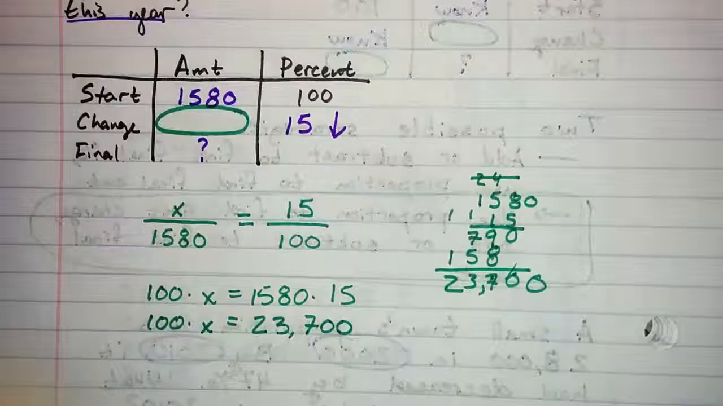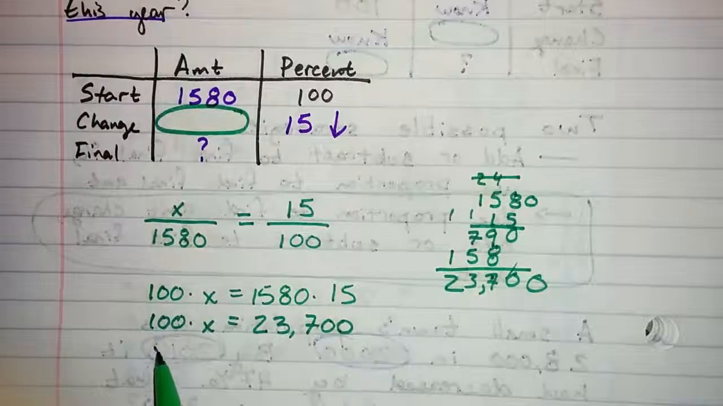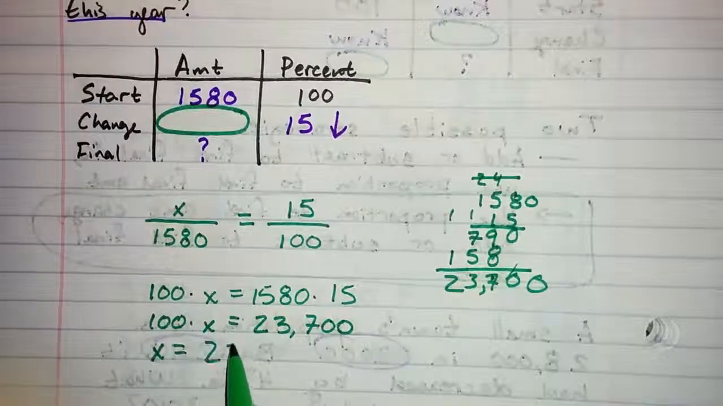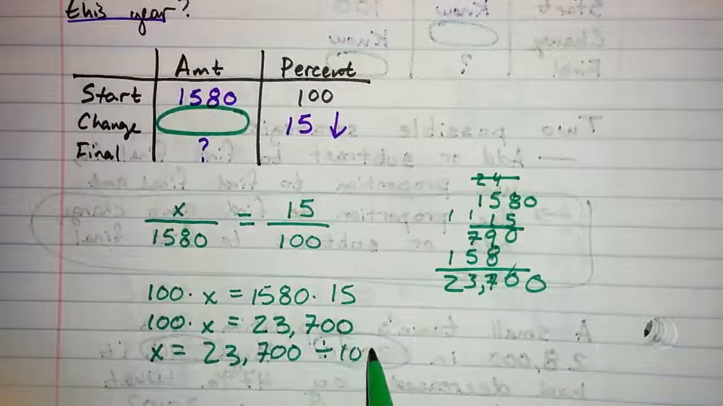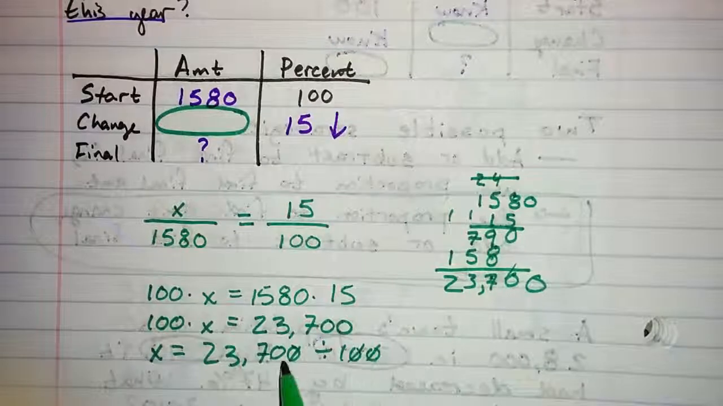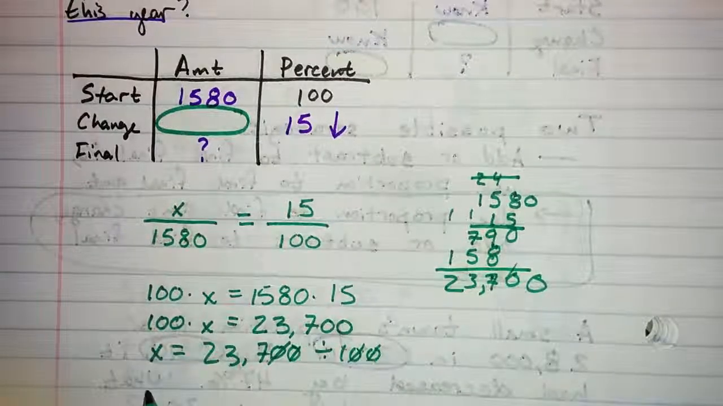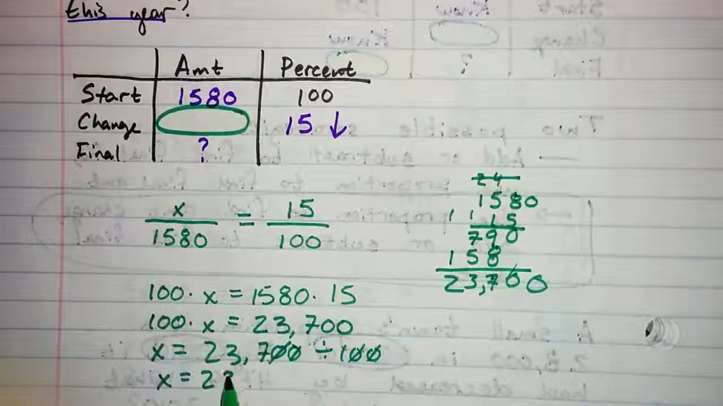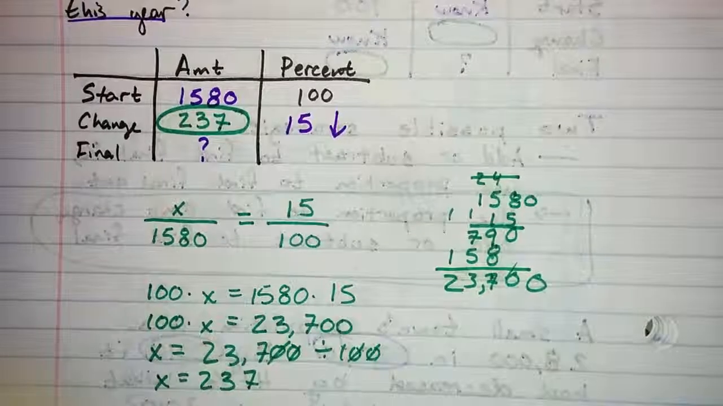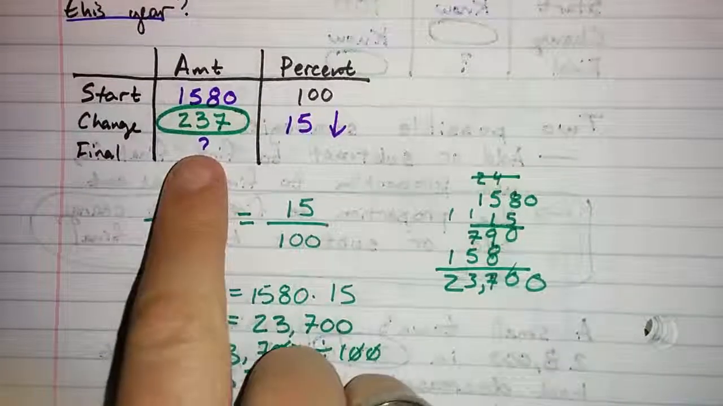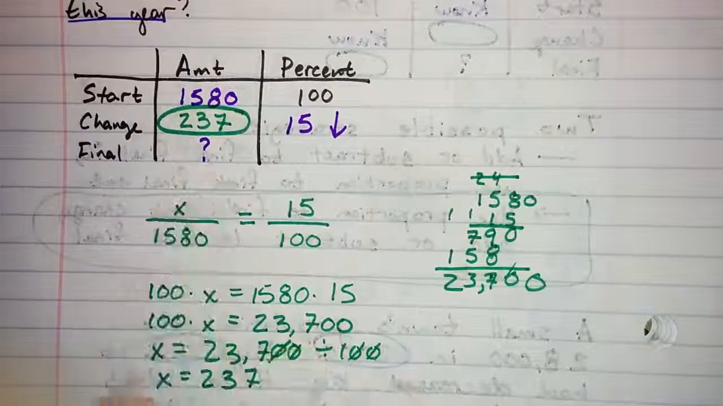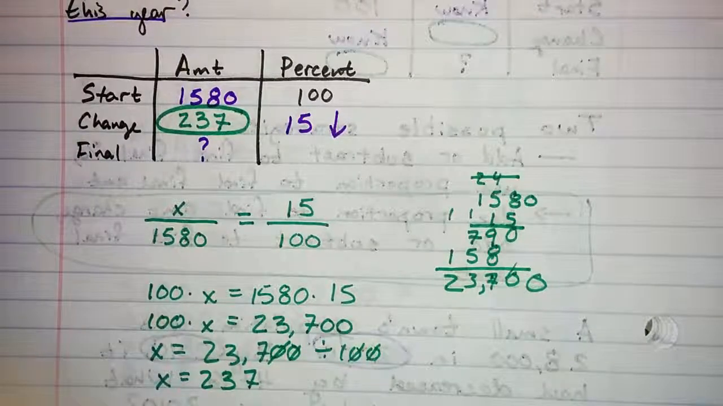100 times what is 23,700? Well, 23,700 divided by 100, canceling some zeros, we get x is 237. Now again, the most likely mistake to make in a problem of this type is to think we're done at this point. Right? We're not done. Why? Because what we're looking for is the final amount.